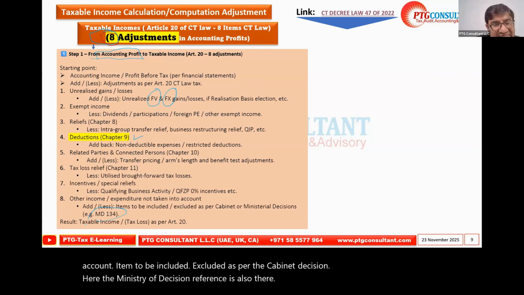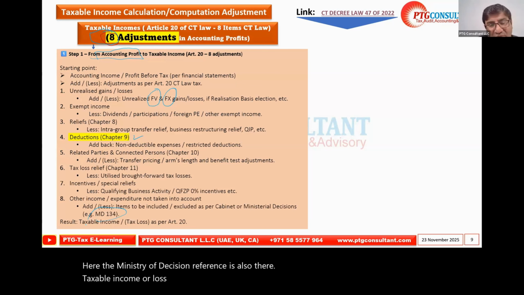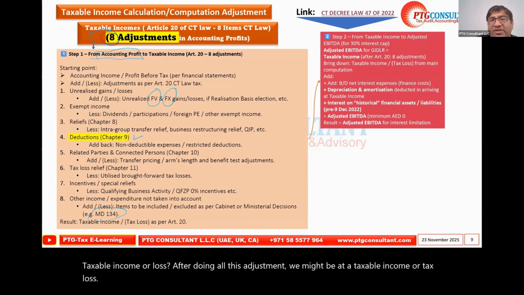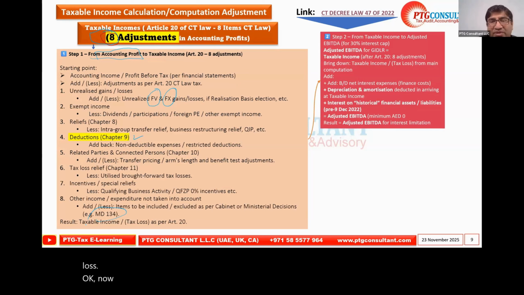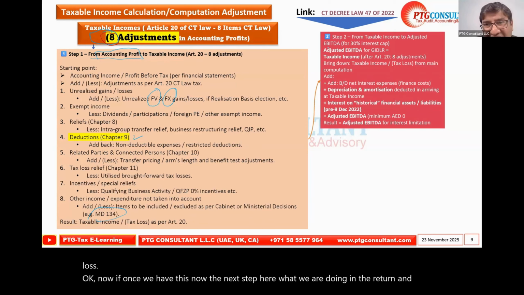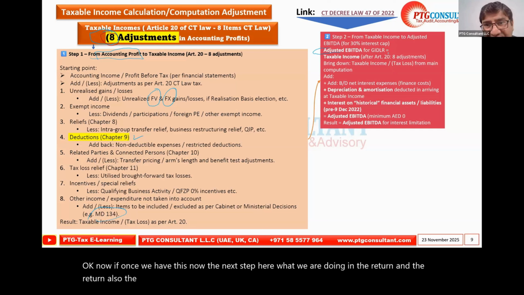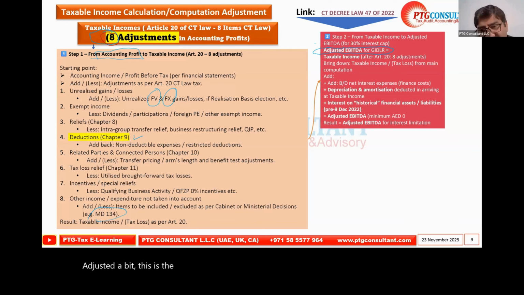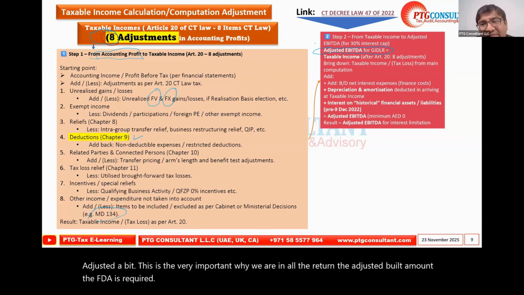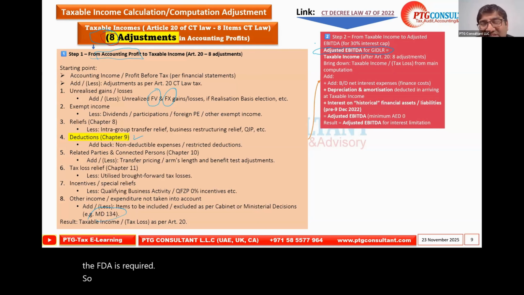Taxable income or loss. After doing all these adjustments, we might be at a taxable income or tax loss. Now, the next step in the return is the adjusted EBITDA. This is very important. In all the returns, the FTA requires the adjusted EBITDA amount. This is a common error: the adjusted EBITDA calculation is wrong.